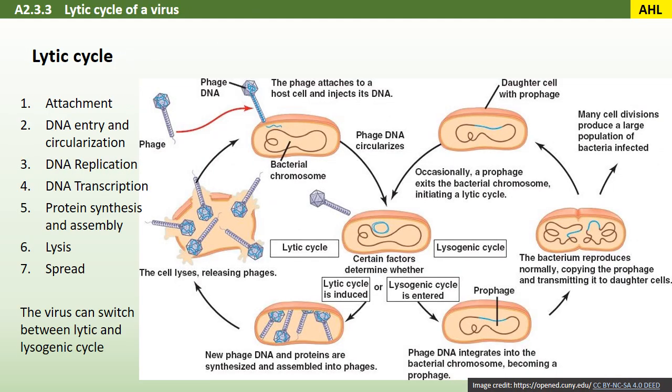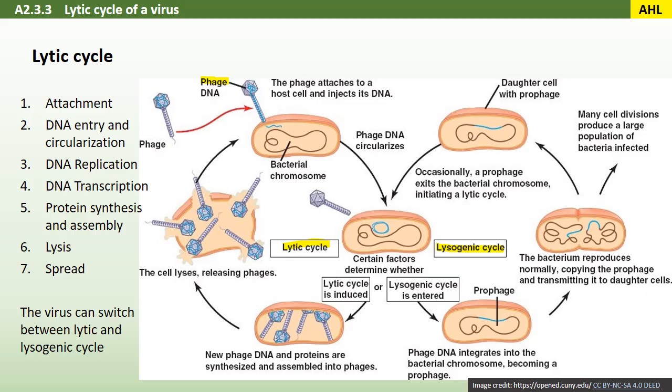Viruses can go through processes called the lytic cycle and the lysogenic cycle. This illustration shows a phage, which is a type of virus that infects bacteria. You have the lytic cycle on the left and the lysogenic cycle on the right. Let's start with the lytic cycle.